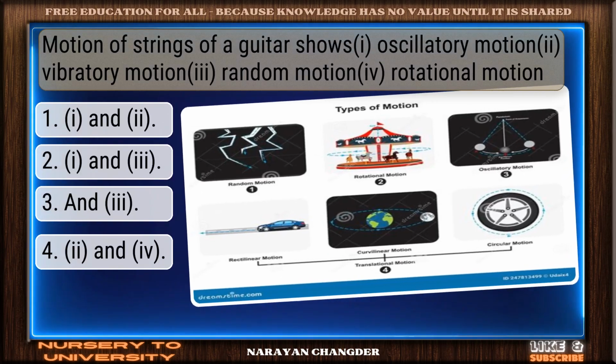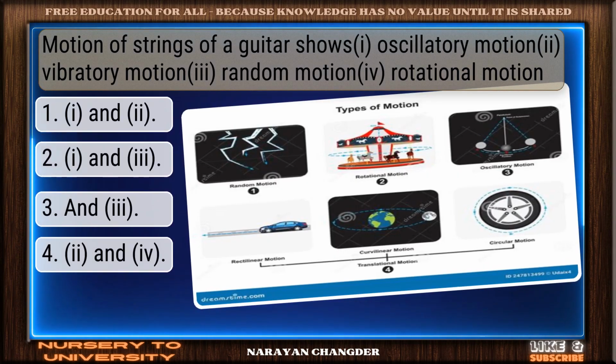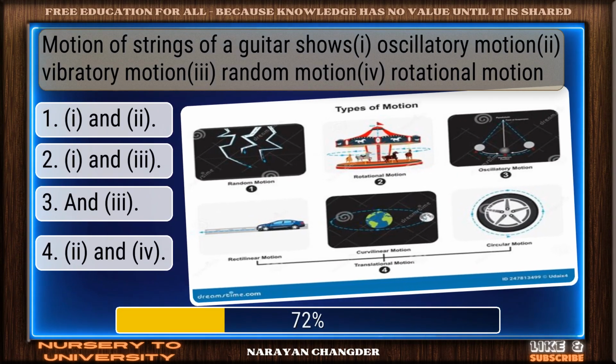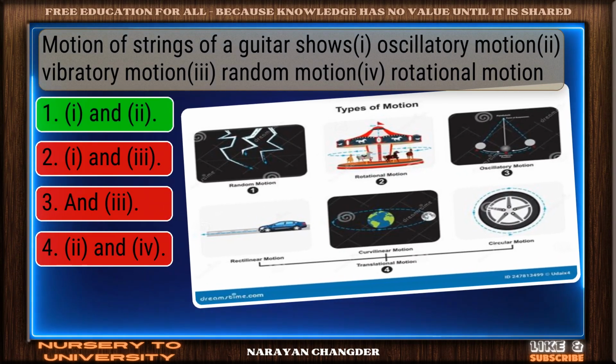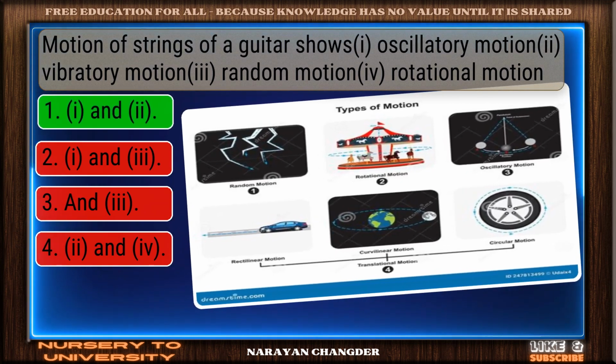Motion of strings of a guitar shows oscillatory motion, vibratory motion, random motion, rotational motion. Clear logic. Your choice is sound and 100% true.